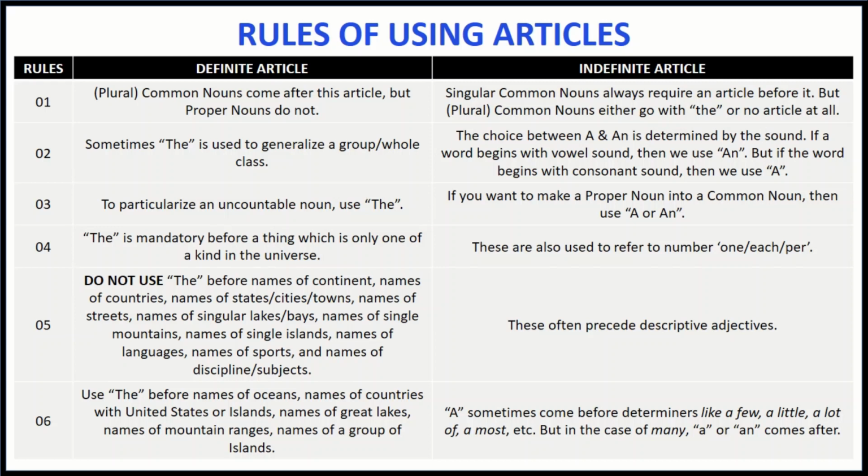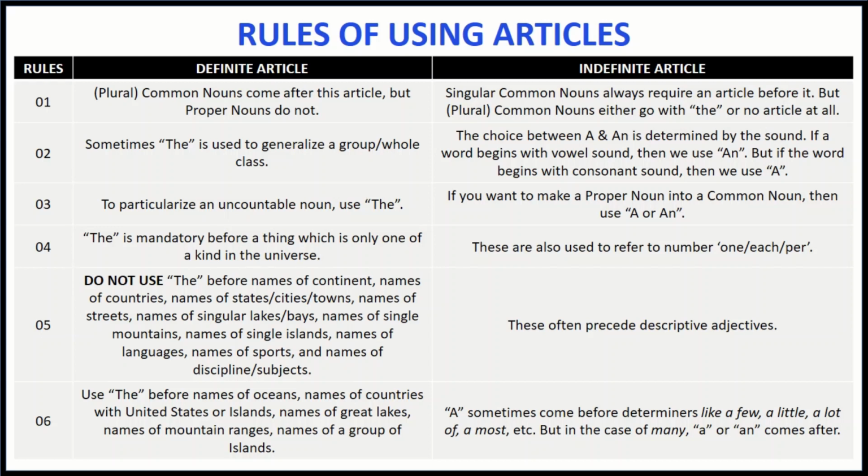Rule number two, sometimes we use the definite article "the" just to generalize a group or a whole class. For example, "The English are industrious." "The English" actually refers to the people of England.